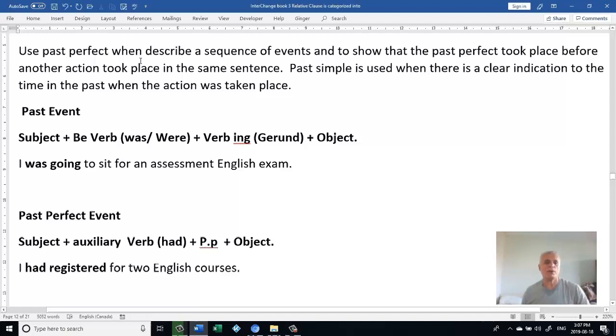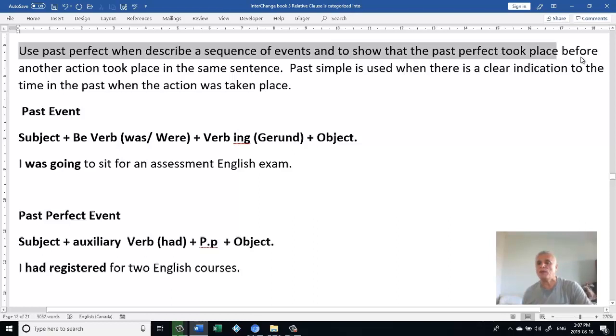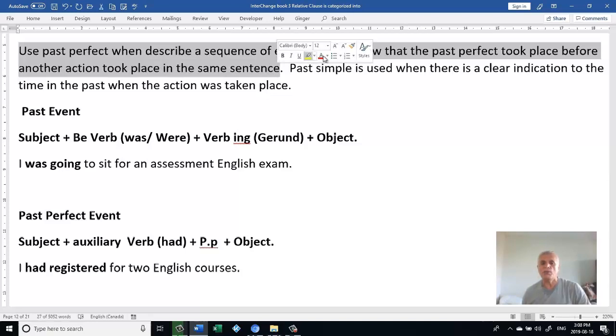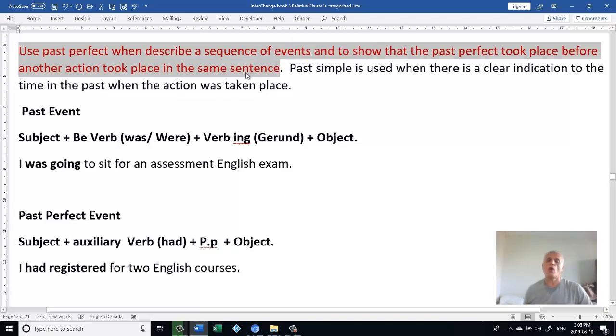Use the Past Perfect when describing a sequence of events, to show that one action took place before another action in the past. Sometimes we call them two old, meaning one of them is older than the other. One action happened in the past, but the other action happened before that action took place.